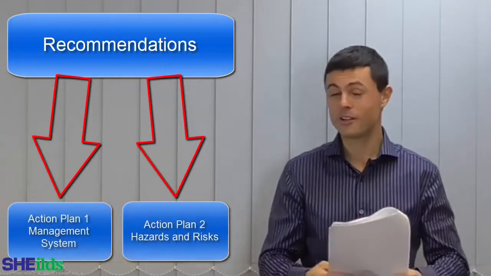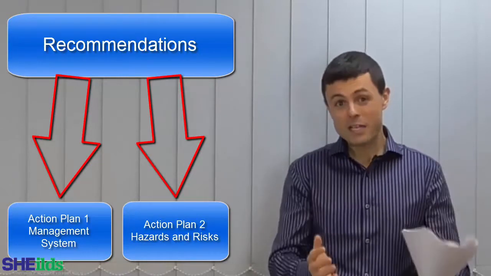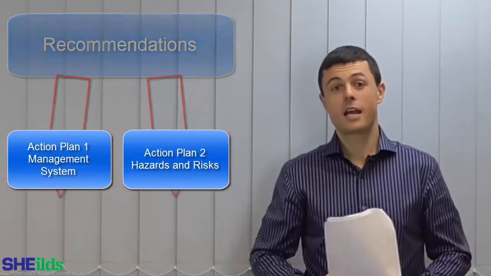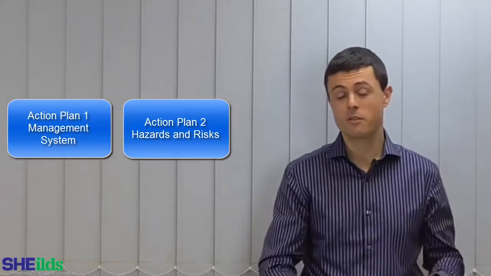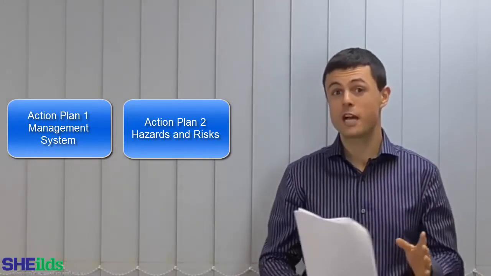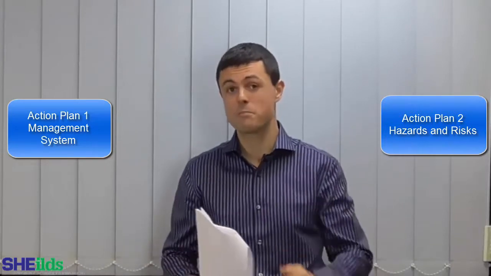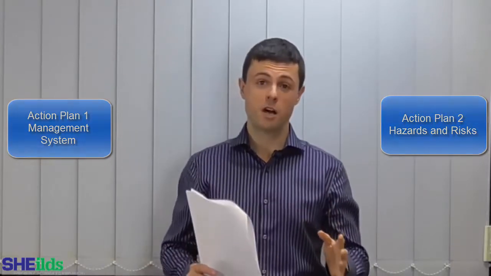So what comes after the recommendations? The action plans. Well done again. The management system action plan and the hazards and risk action plan have two separate sections on the marking scheme, and therefore we recommend that you keep those action plans separate because they will be much easier for the examiner to mark. And by the way, it's nearly always a good idea to keep things simple for the examiner.